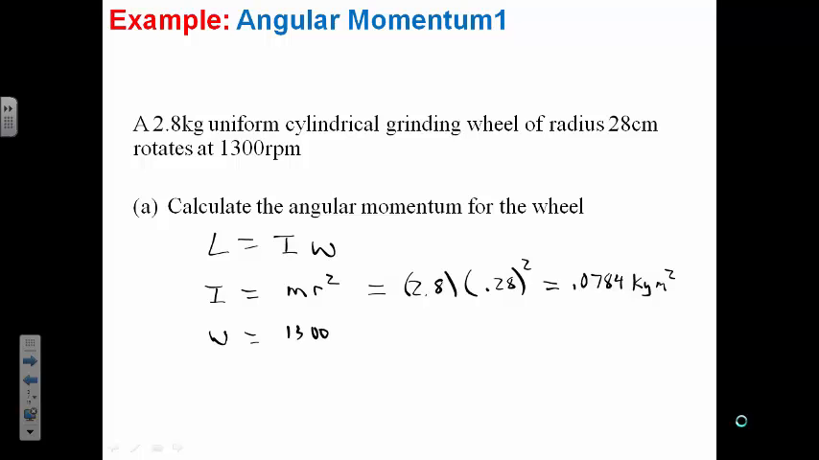Now to get our omega, it is 1300, that's revolutions in a minute. And we know that in 1 minute there's 60 seconds, and there is 2 pi radians per 1 revolution. So essentially we'll take our 1300, divide it by 60, and multiply it by 2 pi. And that gives us 38 radians per second.